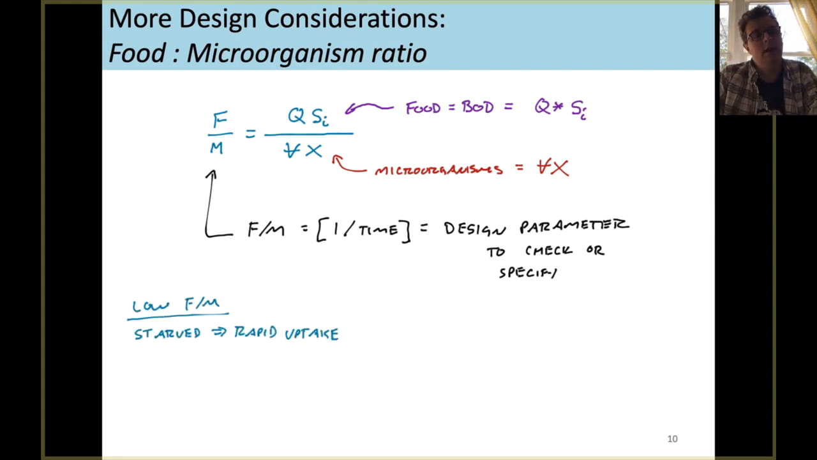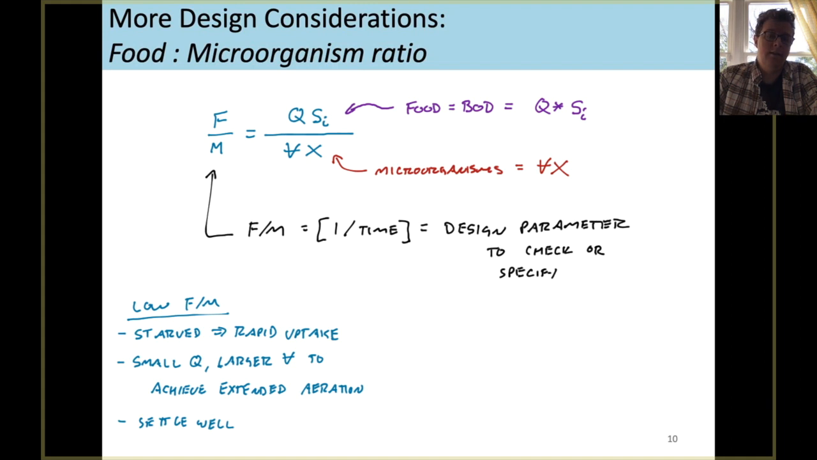If you design a system that has a food to microorganism ratio that's too low, in general, your microbes are going to be starved. So very little food, lots of microorganisms. You will get rapid uptake. However, what that means is that you're going to ultimately need either a smaller discharge or a larger volume to achieve the aeration times that you need. And we generally know that these microbes will settle quite well.